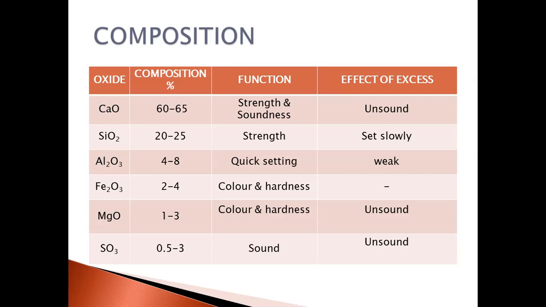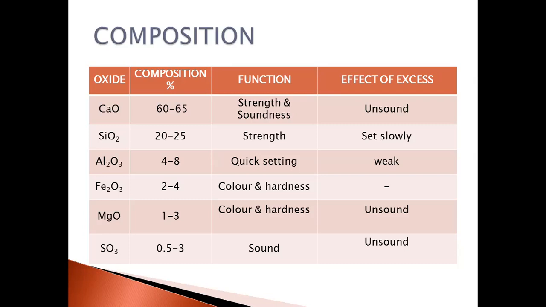Next, alumina. It should be 4 to 8%. It imparts the quick setting property of the cement. That's why we saw that if the cement clinkers react with water, they set quickly. That is because of the Al2O3 present in the cement. That's why we add some gypsum to delay the setting process.